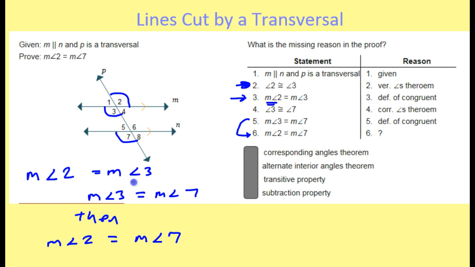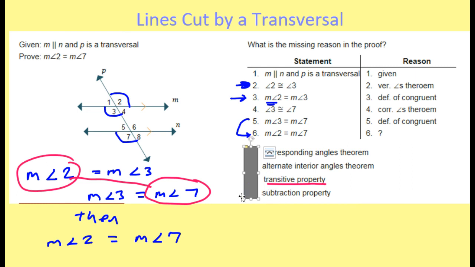Now, what is that called when we make a chain like that? If the first thing equals the second thing, and the second thing equals the third thing, then the first thing must equal the third thing. When you make a chain like that, that is called the transitive property. Okay, so there it is.